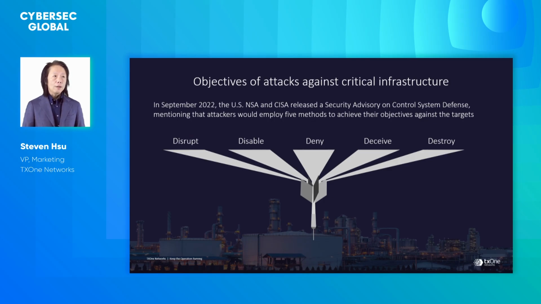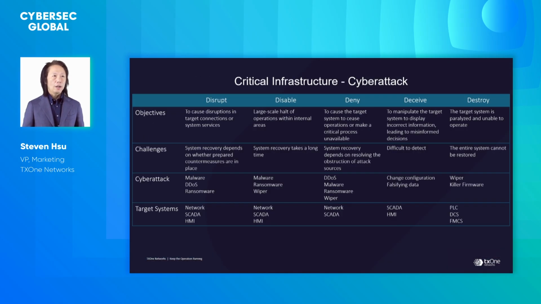According to NSA and CISA, there are five main objectives against critical infra that include disrupt, disable, deny, deceive, destroy. We can refer to that as the 5D objective. Here is the mapping table for your reference. In order for an attacker to reach the objective, that also introduces a challenge for the defender. So what kind of combination of cyber attacks will they conduct for what kind of target system?